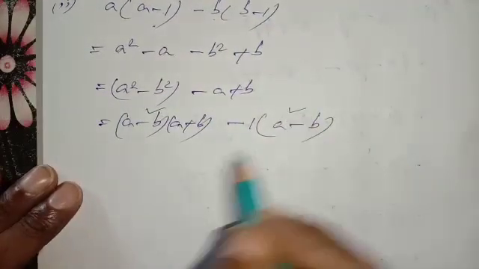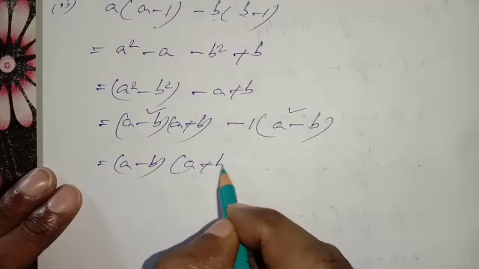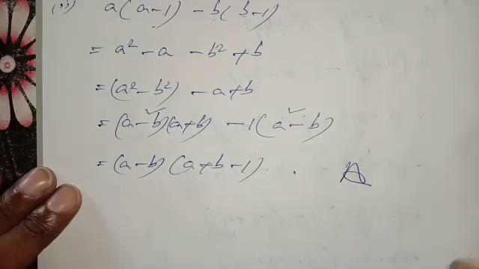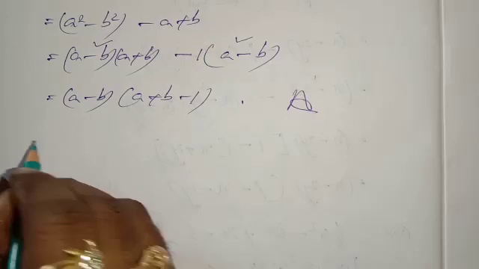Now a minus b can be taken common. Take it outside, a minus b. What is left? a plus b minus 1. This is the answer of 9 second part. Next you see number 10.